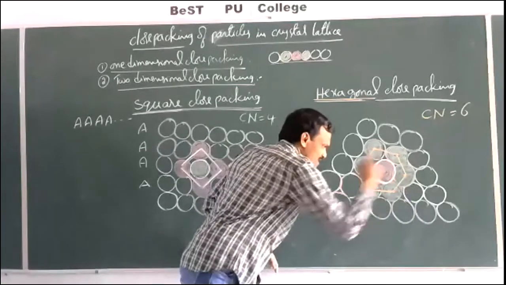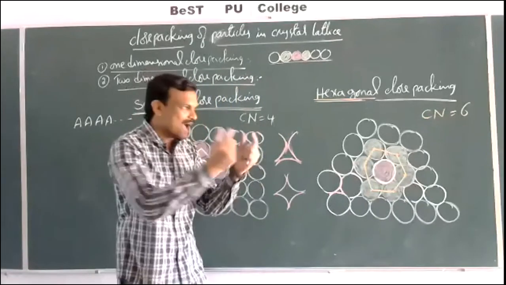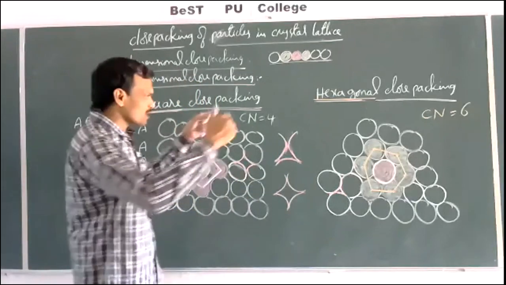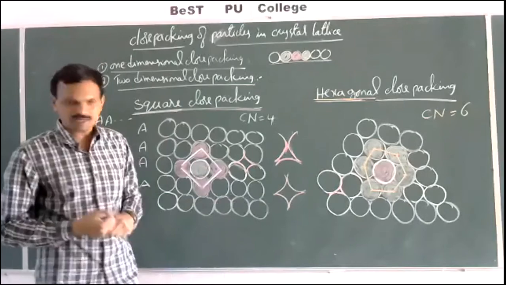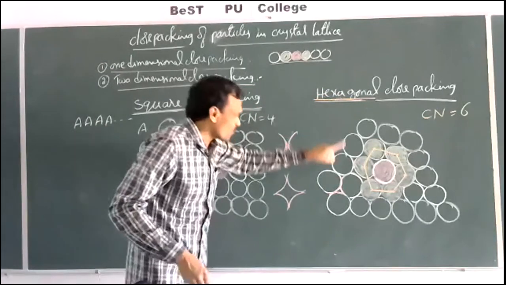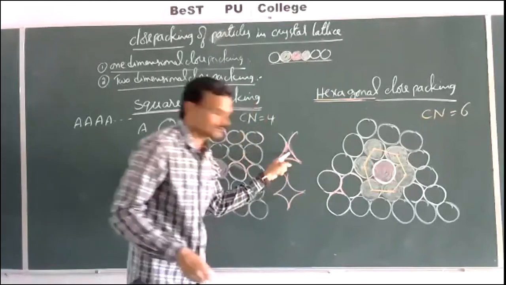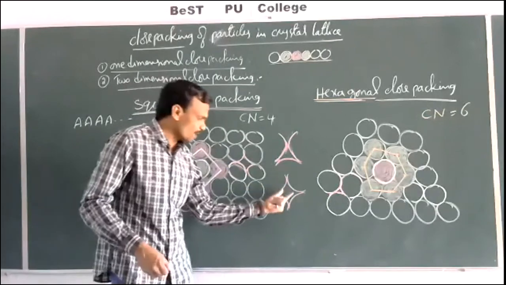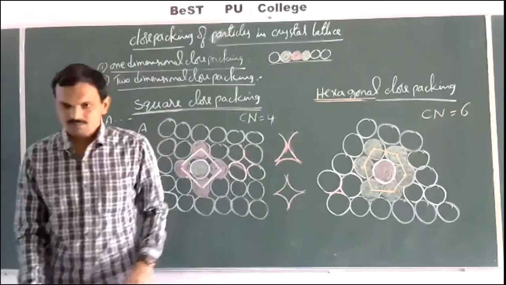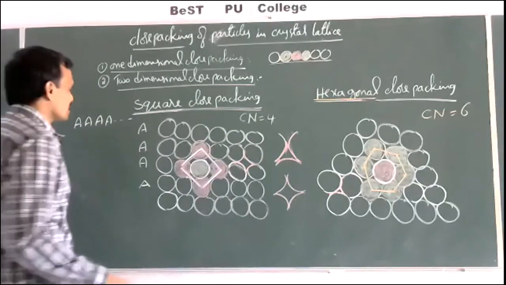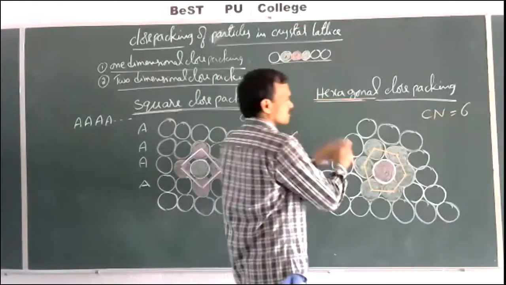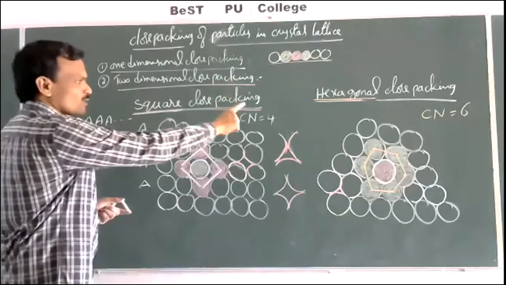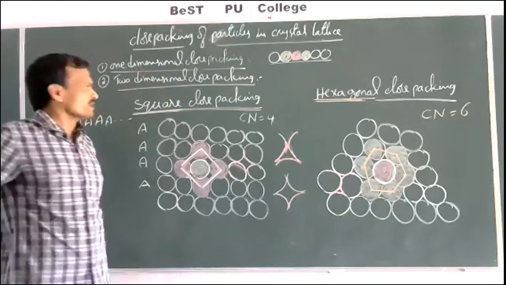Above the first layer, if we place the second layer in such a way that the gaps between the spheres are covered, meaning the gaps between the balls are covered, then we can place more balls in the box. That means in hexagonal close packing, the void space, meaning empty space, is less. Whereas in square close packing, the empty space, that is the void space, is more. Since the void space is more, here efficiency will be less, here efficiency is more. So the efficiency of close packing is more in hexagonal close packing than in square close packing.